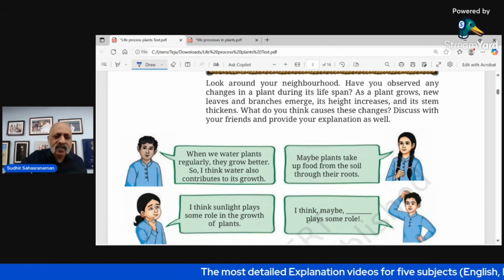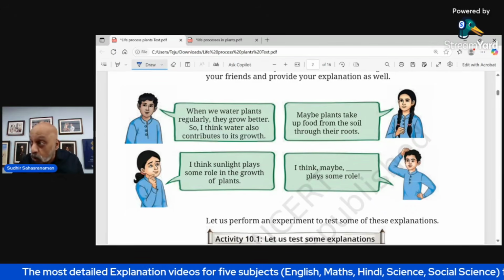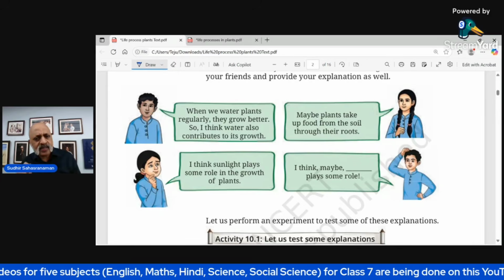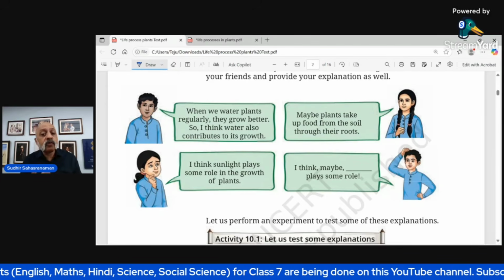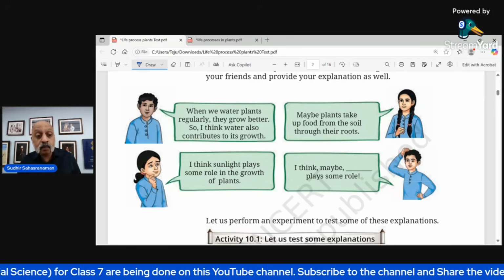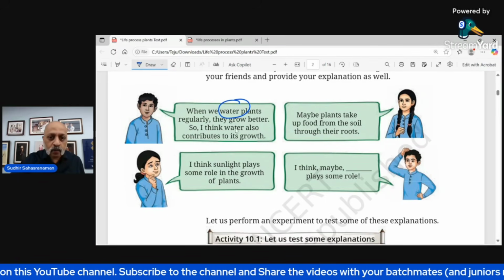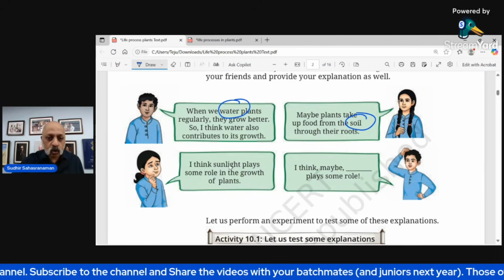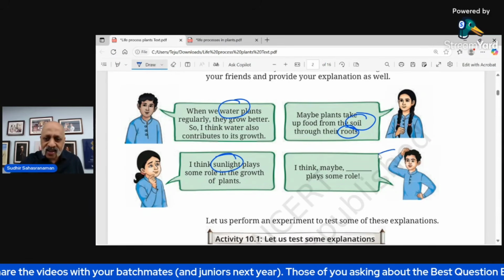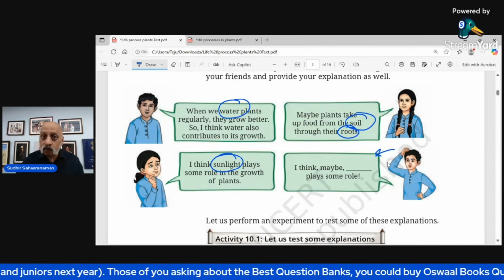So one boy is saying that when we water plants, they grow better. So he's attributing it to water, that water is the main reason that a plant grows. The girl says that maybe they take food from the soil through their roots. The girl says the sunlight plays a role. So what about all I told you? He's talking about water, she's talking about soil and the roots, she's talking about sunlight, and he's saying maybe there is something else which plays a role in the growth of a plant.